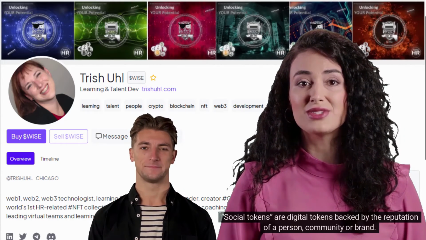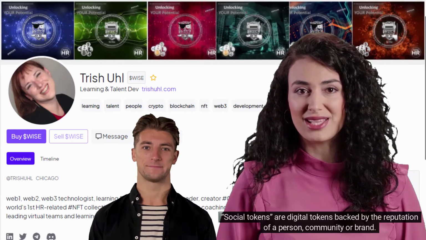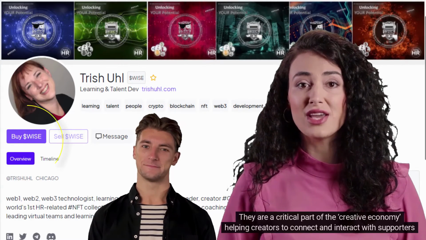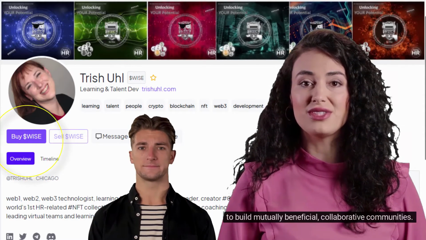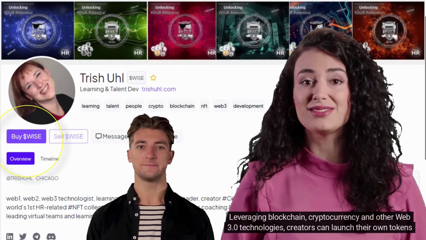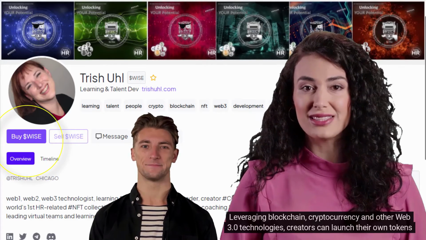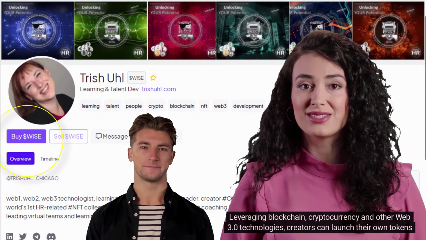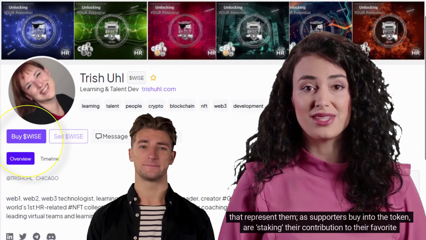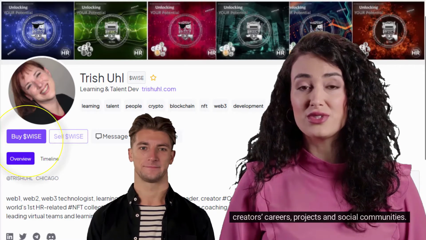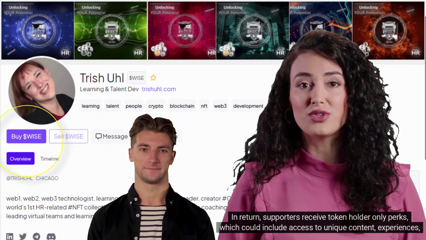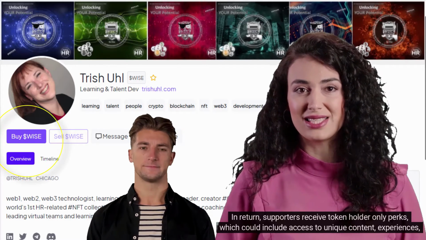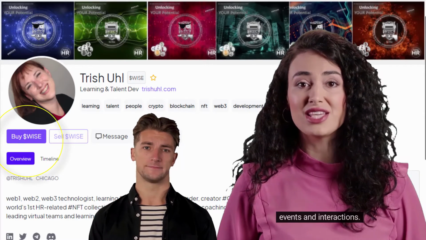What are social tokens? Social tokens are digital tokens backed by the reputation of a person, community, or brand. They are a critical part of the creative economy, helping creators to connect and interact with supporters to build mutually beneficial, collaborative communities. Leveraging blockchain, cryptocurrency, and other Web 3.0 technologies, creators can launch their own tokens that represent them. As supporters buy into the token, they are staking their contribution to their favorite creators' careers, projects, and social communities. In return, supporters receive token holder-only perks, which could include access to unique content, experiences, events, and interactions.